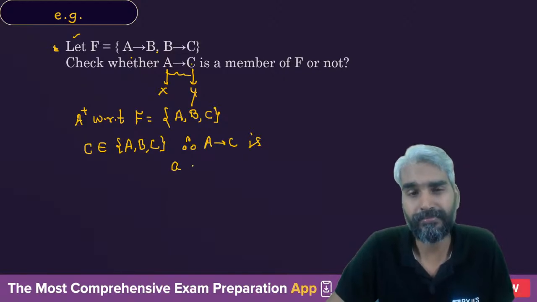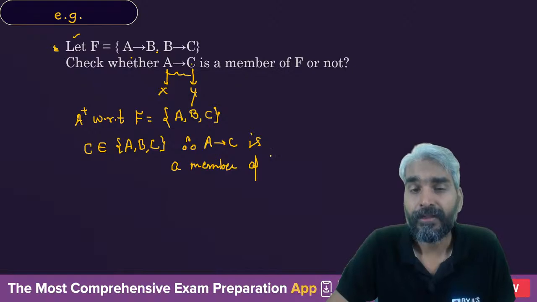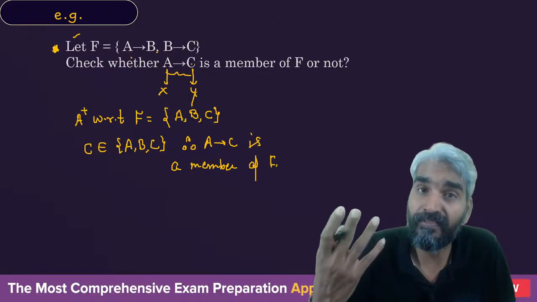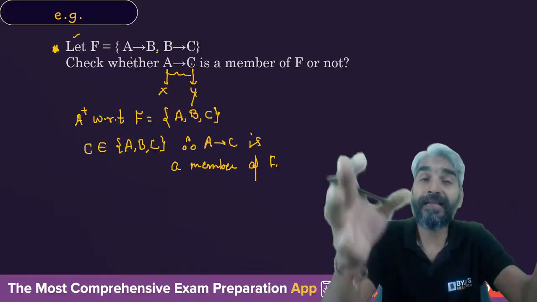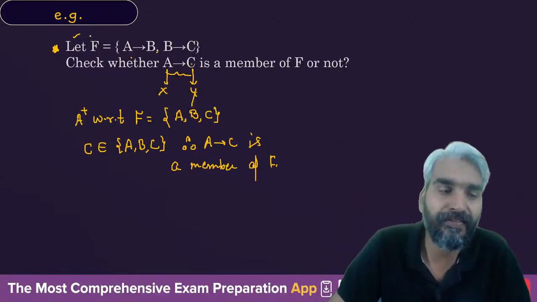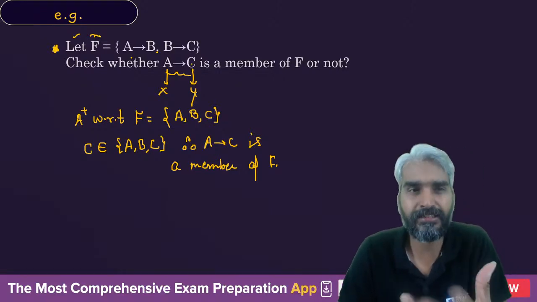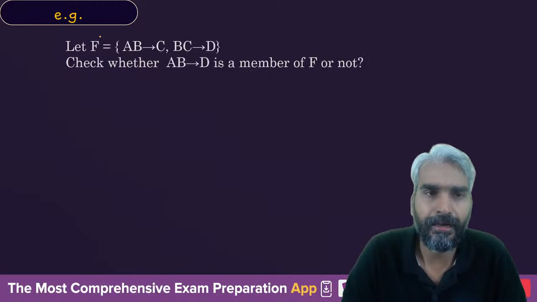Simple concept. Now what does it mean? The FD may not be given directly in the FD set F, but there are some FDs which are implied by the FDs which are present in the FD set F. So that's what we are trying to check, whether they are members or not. So let's try to solve the next example.